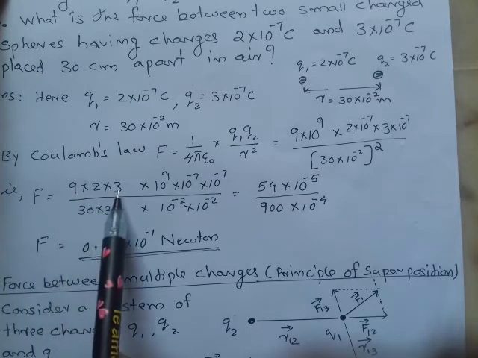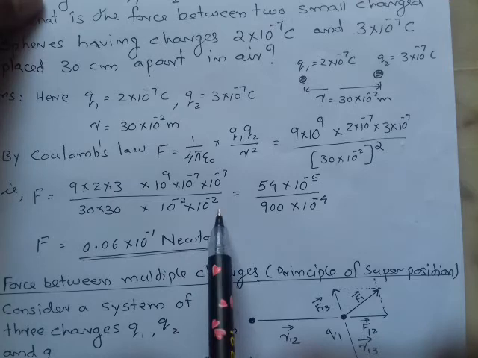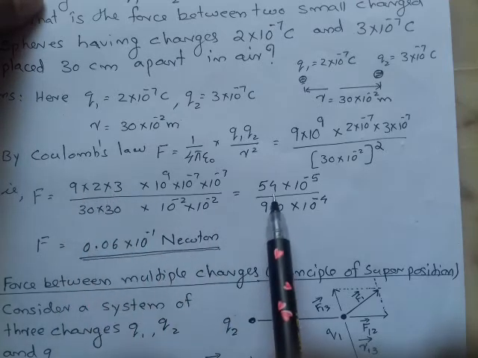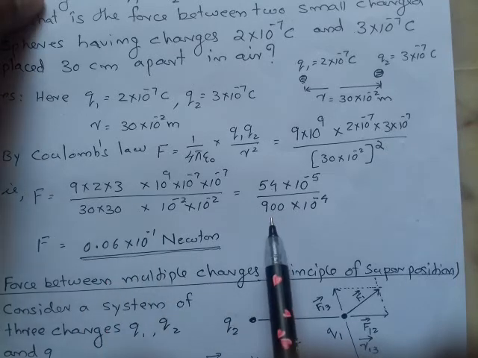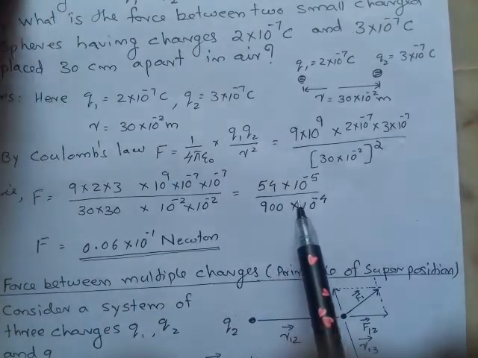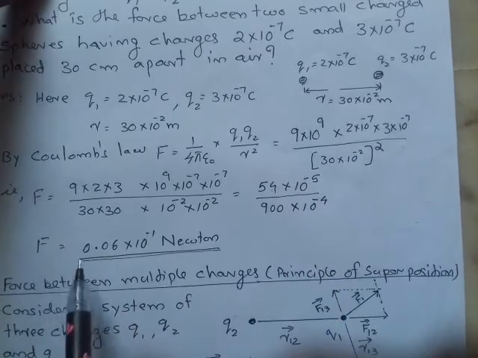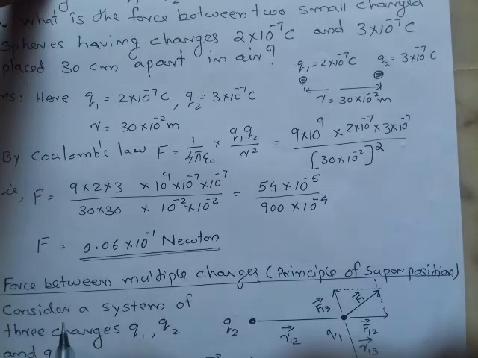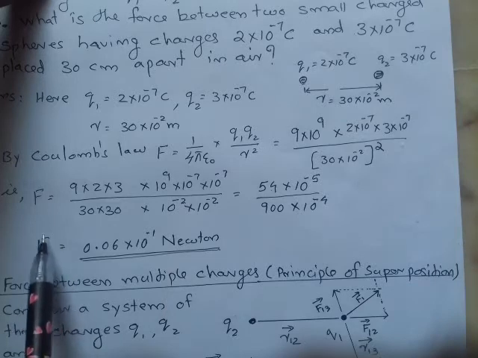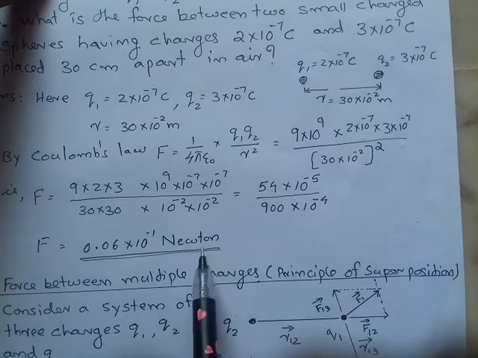All the numericals are multiplied here and here, and the powers are multiplied separately, and when the numerical part is multiplied we get 54 in the numerator, and in the denominator we get 900, and with the powers finally we got F equal to 0.06 into 10 raised to minus 1. That's the value we got, and we have to write down the SI unit of what we have got. We have got the force. So what is the SI unit of force? Yes, it is Newton.